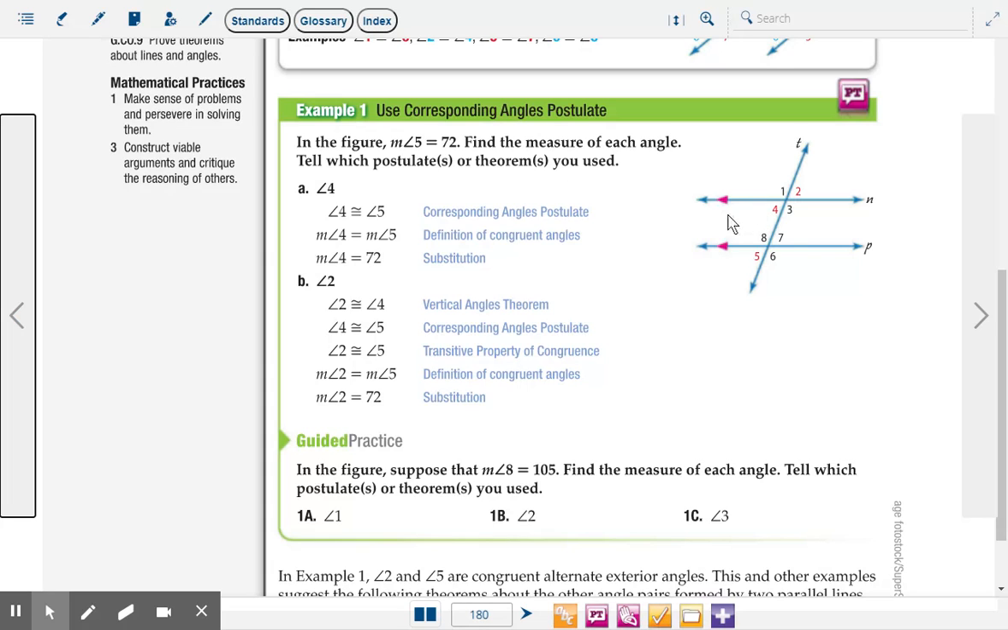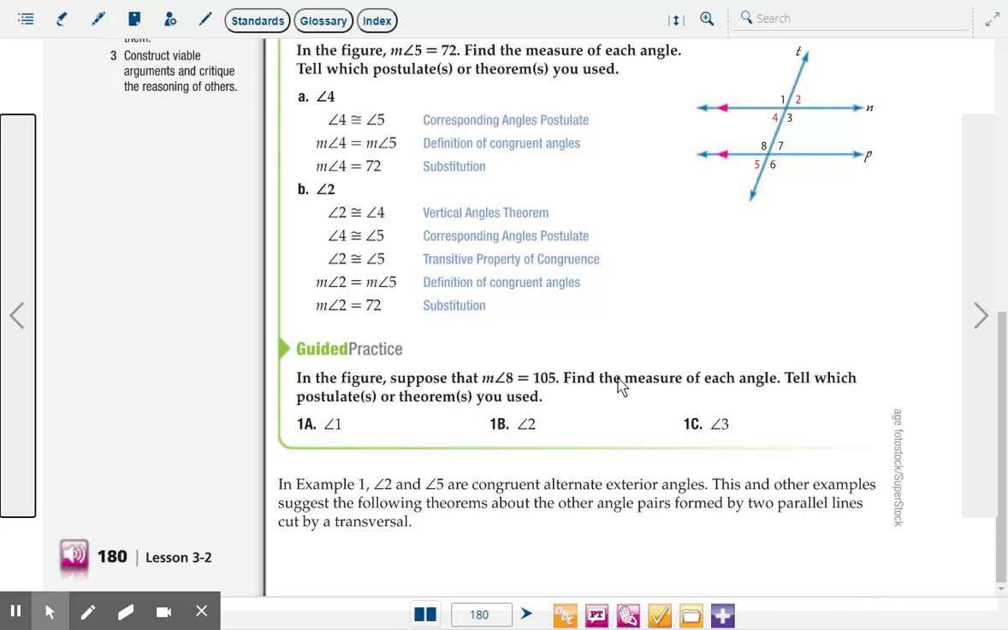All right, so let's see. We said 8 and 1 and 3 and 6 are all 105s. 7 and 5 and 4 and 2 are all 75s. If I give you the measure of just one angle, when I have parallel lines cut by a transversal, if I know one angle, I can figure out all 8 of these angles. All right, so that's pretty exciting.